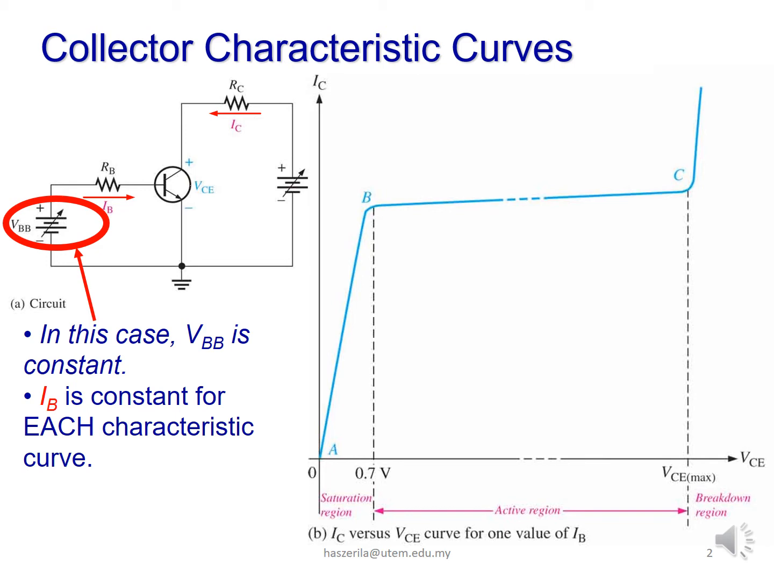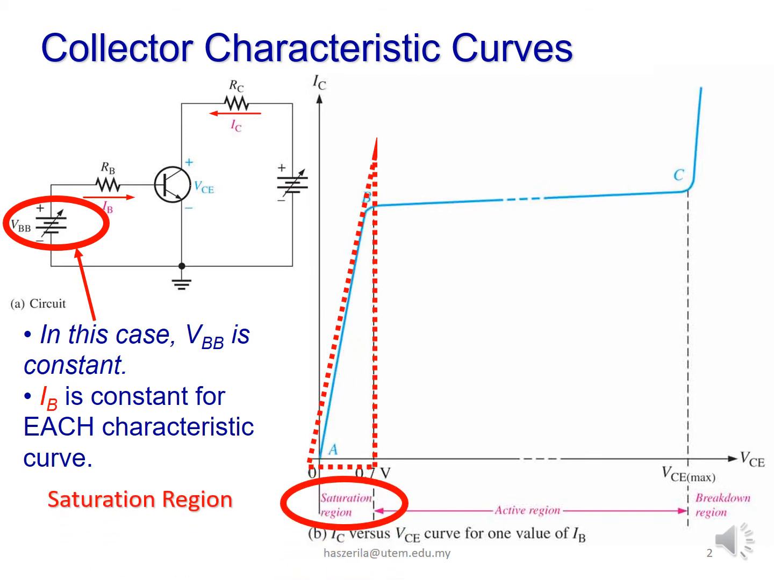VBB is set to produce a certain value of IB and VCC is 0. During this condition, both the base-emitter junction and the base-collector junction are forward biased. Collector current is 0 and the transistor is in the saturation region.